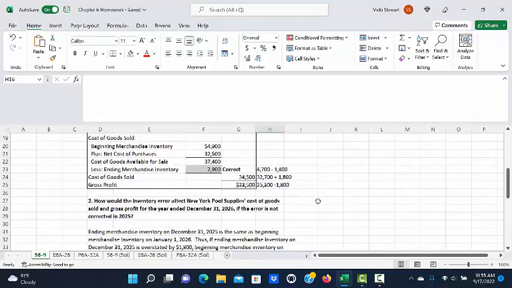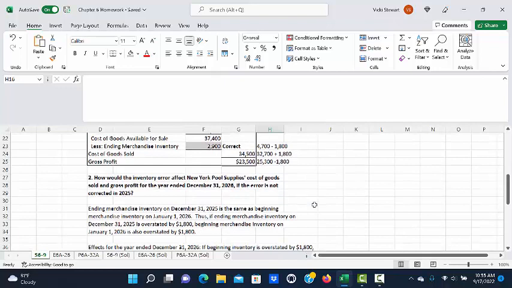The second requirement states: how would the inventory error affect New York Pool Supply's cost of goods sold and gross profit for the year ended December 31st, 2026 if the error is not corrected in 2025? So now we're going to look at the next year's calculation of cost of goods sold and gross profit.